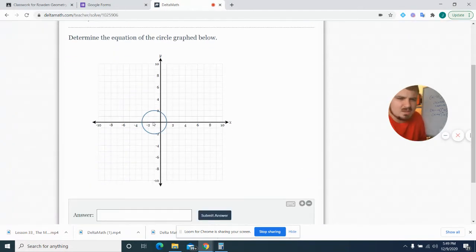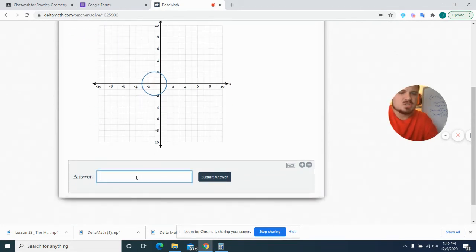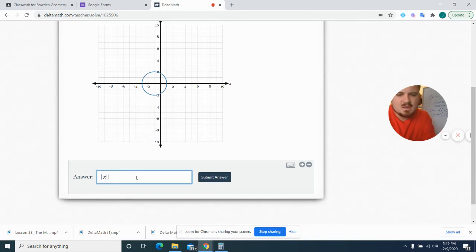Watch how simple this can get. So our center is -1, 0. See what I'm doing here? -1, 0. So it's just going to be x minus -1. Remember, the x value of the center is what goes here. So minus -1 would be plus 1.